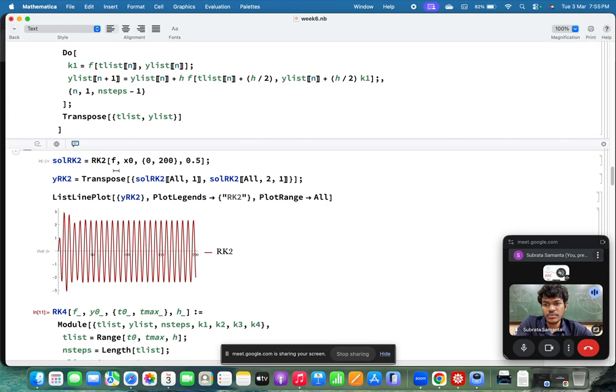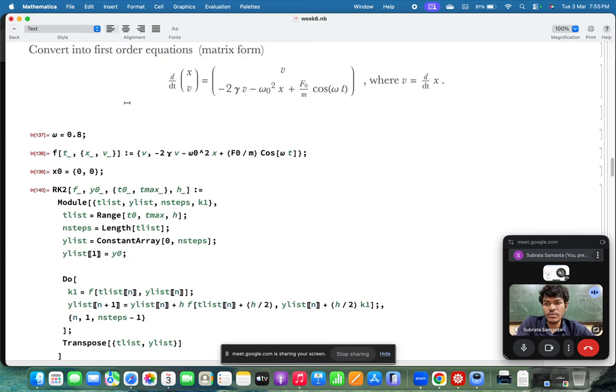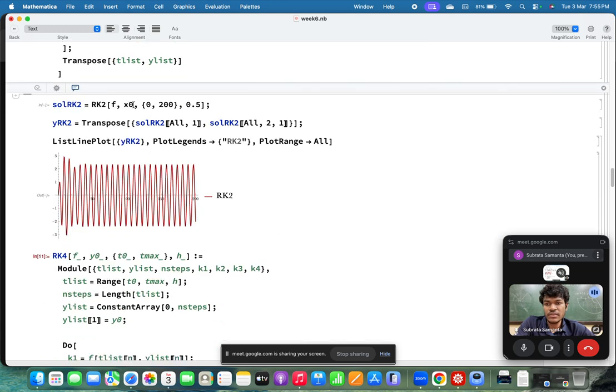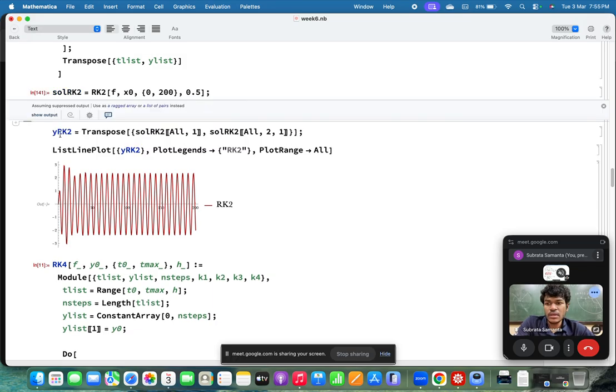So, that's why it transposes this. All these things I discussed in the previous classes. Now I call these functions to solve these equations. This is f, first f and then x naught, and I solve from 0 to 200 with a step h of 0.5, and now we extract only the amplitude y RK2.